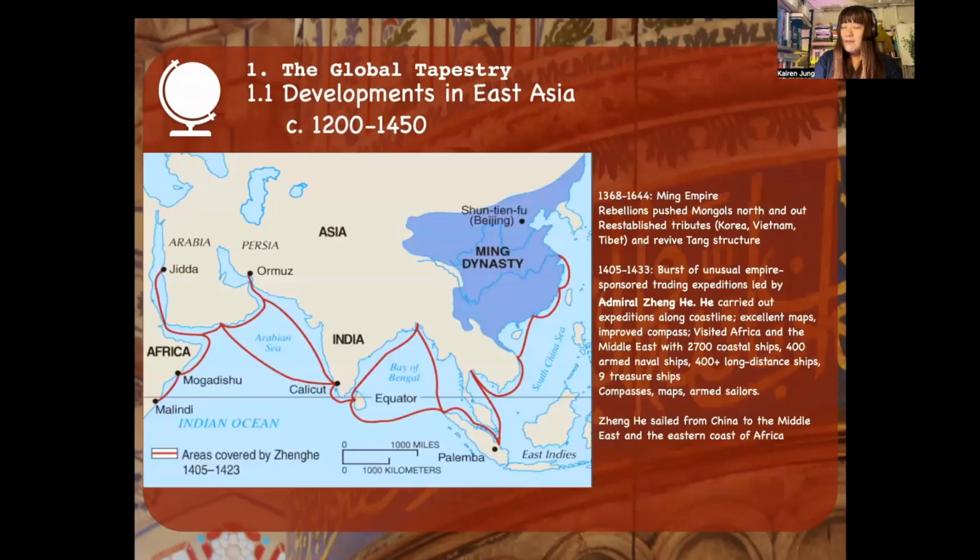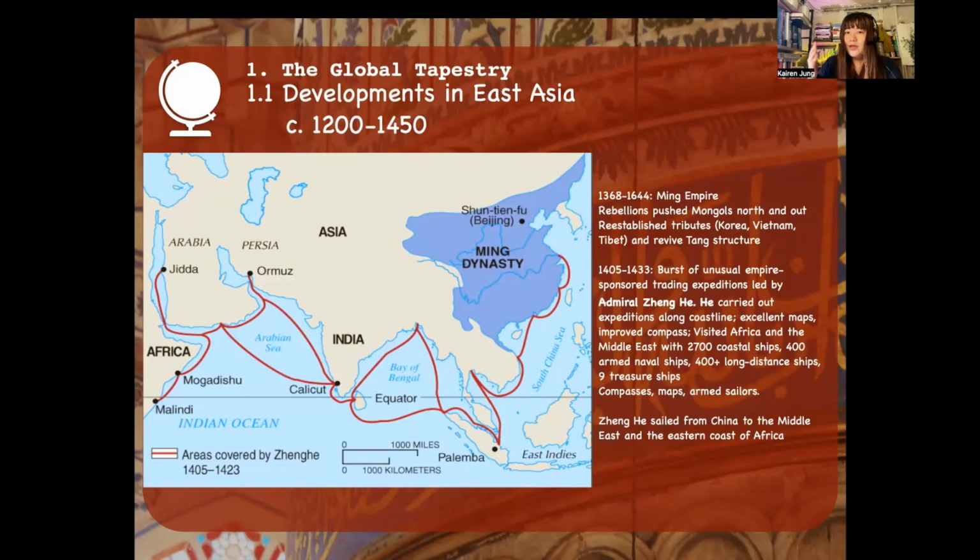Now let's look at the Ming Empire very briefly. The burst of unusual empire-sponsored trading expeditions by Admiral Zheng He. Very, very important. You have to know Admiral Zheng He. He's mentioned repeatedly in the CED of the College Board. Right? He carried out expeditions along the coastline. There were excellent maps, and he improved the compass. He visited Africa and the Middle East.